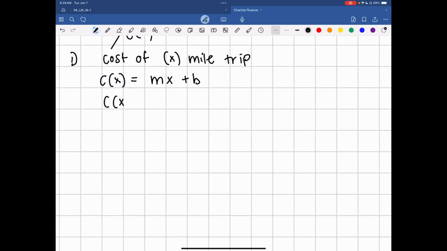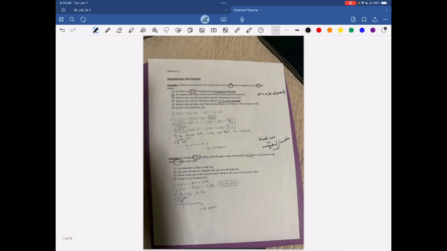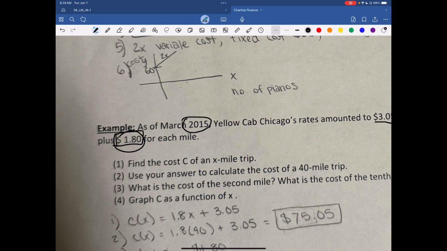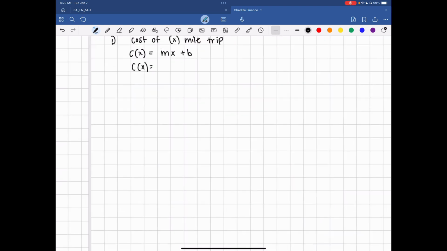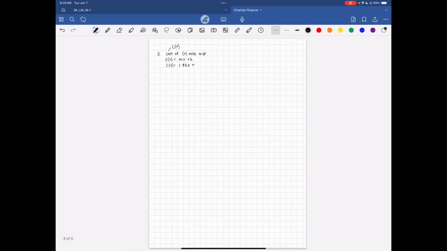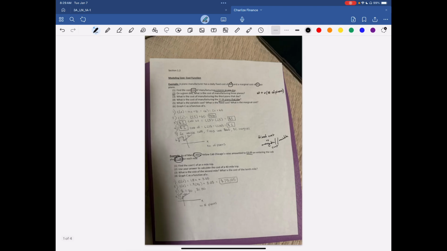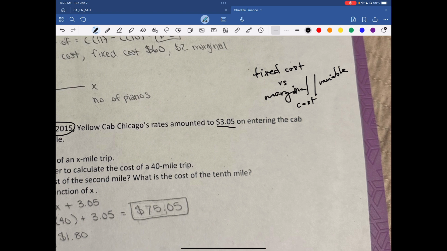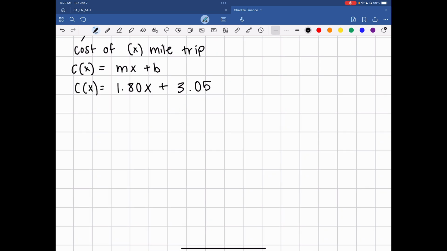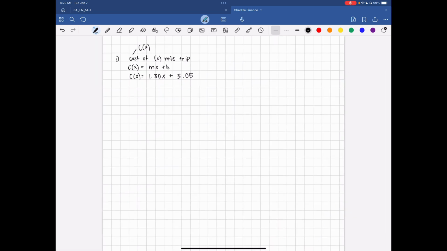C of X is equal to the cost of each mile. As the miles increase, the costs also increase, and increase by how? $1.80, times X, where X is the number of miles traveled in the trip, plus b, the fixed cost, or the cost that you're charged upon entering the cab, which is $3.05. So this is how to model it.